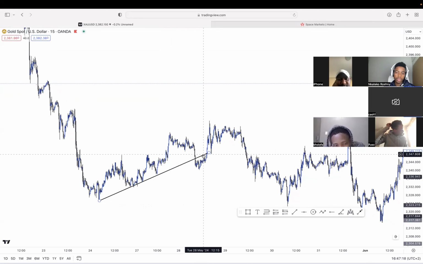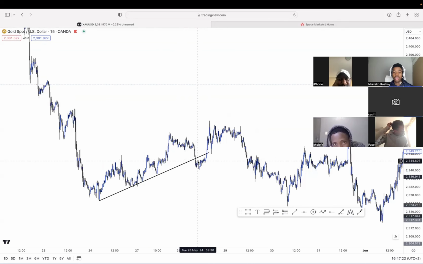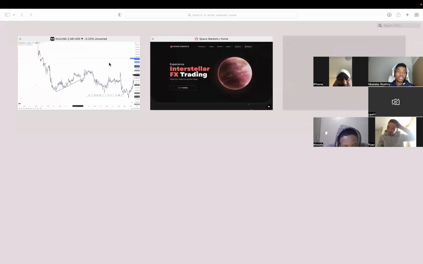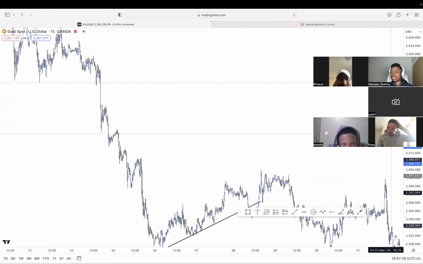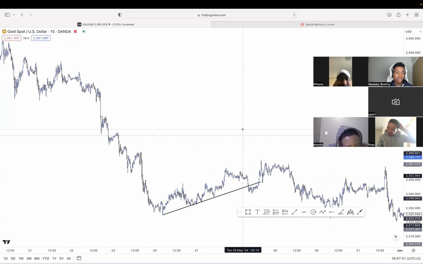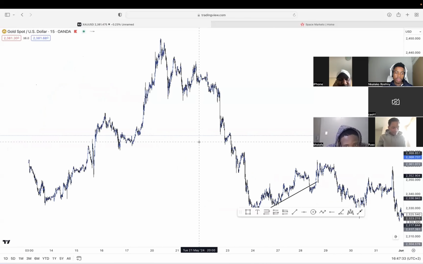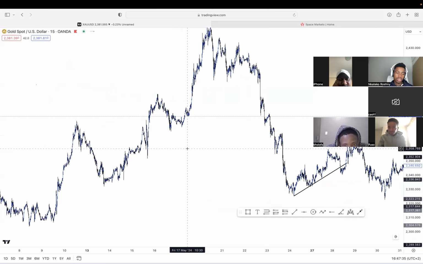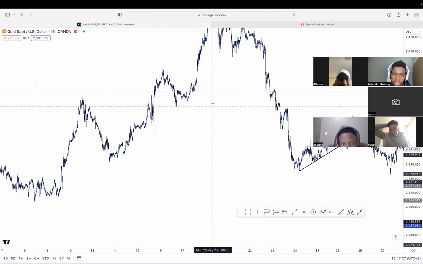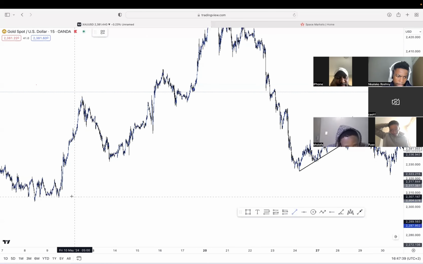But like me, mostly when they cross here, I'll be starting to take my trade. You understand? So let me try to see the other measure one. Yeah, I remember this one.